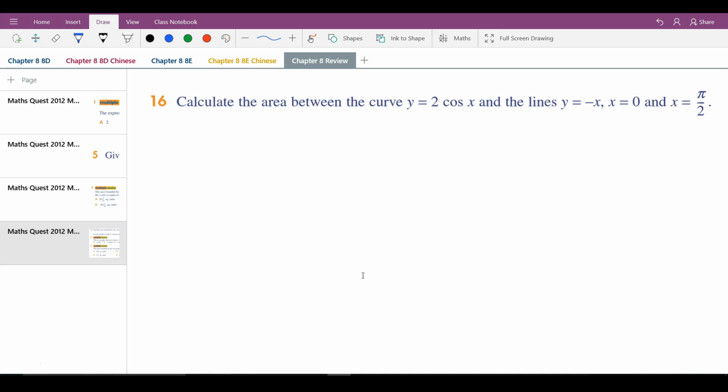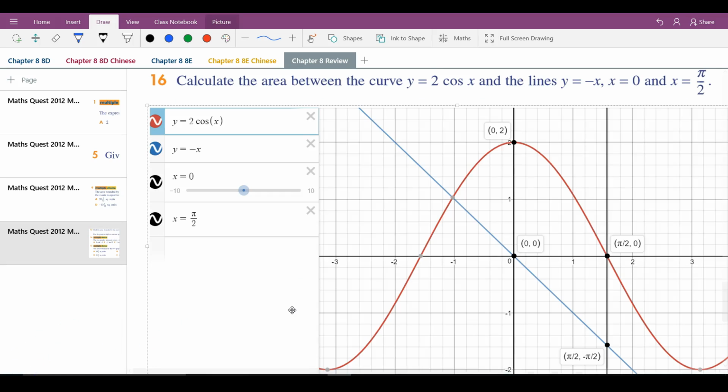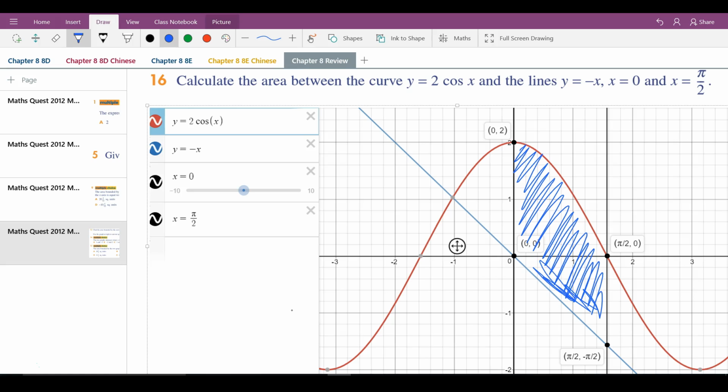Alright, 16. Calculate the area between the curve y equal to 2 cosine x and the line y equal to -x between x equal to 0 and x equal to pi over 2. Alright, let's get some visuals. Here's the graph. So we're calculating the area between the curve y equal to 2 cosine x and y equal to -x from x equal to 0 to x equal to pi over 2. So literally all this area. Because we're not doing anything with the x-axis, we're doing the area between the two curves.